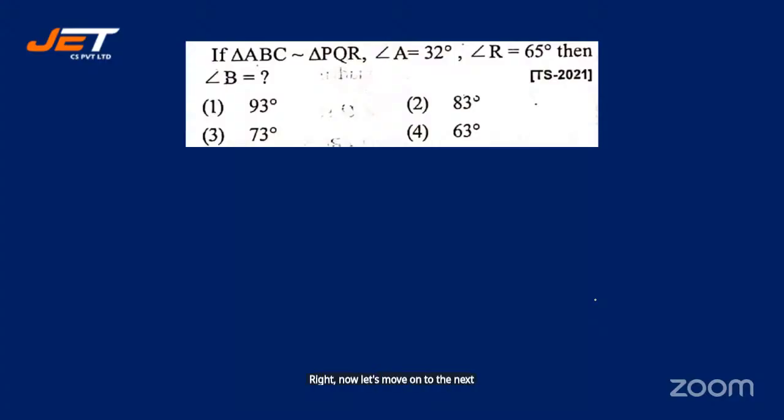In triangle ABC, if triangle ABC is similar to triangle PQR, angle A is 32, angle R is 65, then what is angle B? You can take 1 minute, students, not more than that, to think over it and give the answers. I repeat the question. If triangle ABC is similar to triangle PQR, angle A is 32, angle R is 65, then what is angle B?